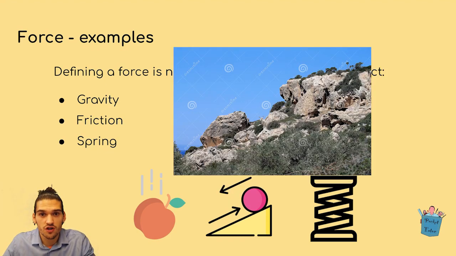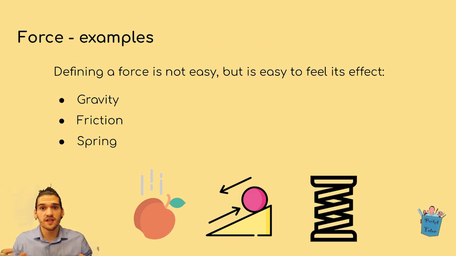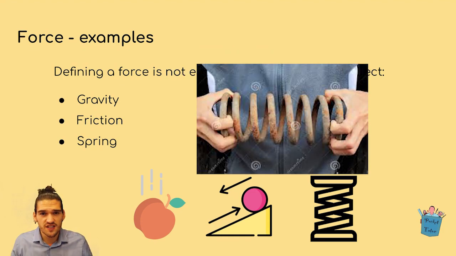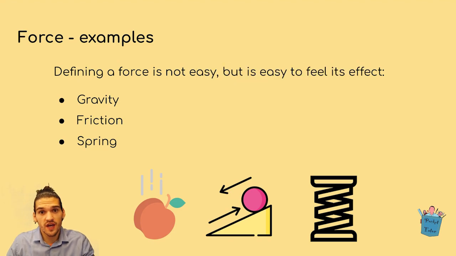Or think about rocks on the side of a mountain. Why aren't they just sliding off? Well, that's because of friction that is keeping them there. Or imagine that you are pulling a spring and it just tries to go back to its original position. That's the elastic force that the spring has. So you can actually see the effects of forces, but you cannot see them.